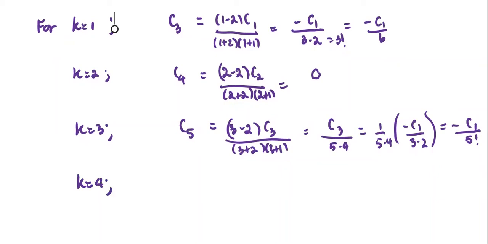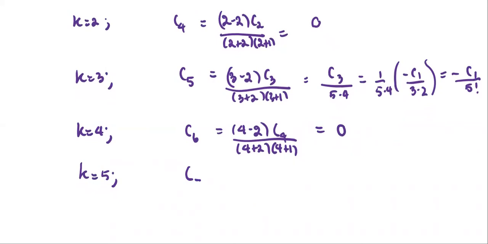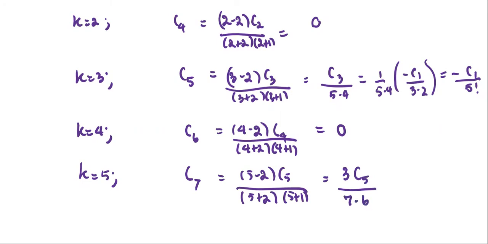Next, for k equals 4, we obtain C6 from (4 minus 2) times C4 divided by (4 plus 2) times (4 plus 1). Since C4 is 0, C6 will be 0 as well. For k equals 5, we have C7 as (5 minus 2) times C5 divided by (5 plus 2) times (5 plus 1), so we have 3 times C5 divided by 7 times 6. C5 is negative C1 over 5 factorial, or we can see this as negative 3 times C1 over 7 factorial.